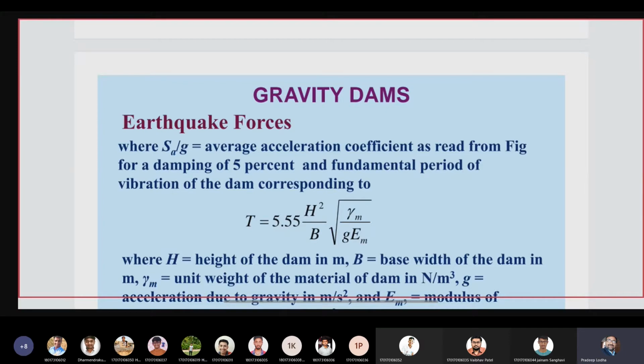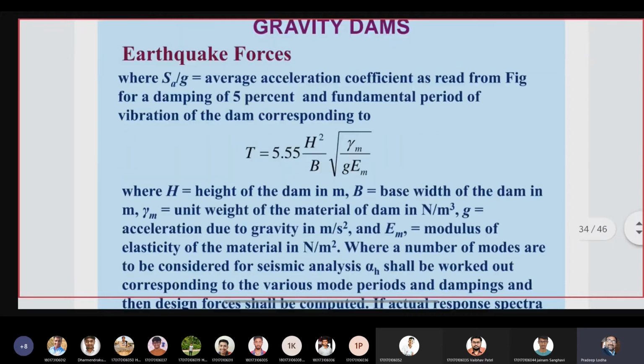So maybe in say 5 minutes or 3 minutes of time it lasted. Suppose an earthquake lasted for 2 minutes, so within 2 minutes, how much is the damping? 5% damping, 10% damping, 20% damping. If damping is more, then it will last for a lesser time. If damping is lower, then the earthquake would last for a longer duration. So that is what we consider here: for a damping of 5% for gravity dams, that is mentioned in the code. Damping of 5% and the fundamental period of vibration of the dam corresponding to this formula is used.